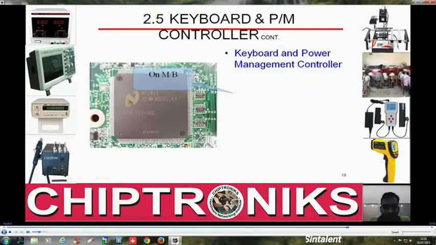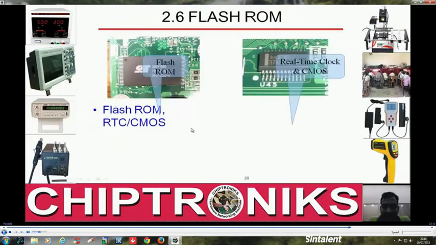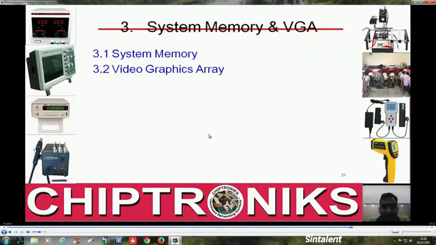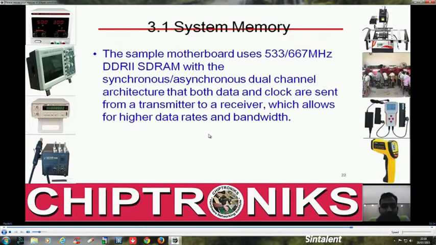This chip has so many legs, and you can easily recognize that this is an IO controller with pins. These are PGA. This is the BIOS, normally connected to an IO controller, or an SPI BIOS that would be connected to the PCH. Alright, so let's go to the next class, the system memory and VGA.